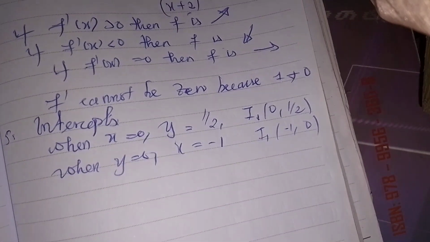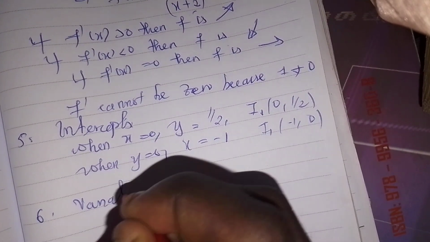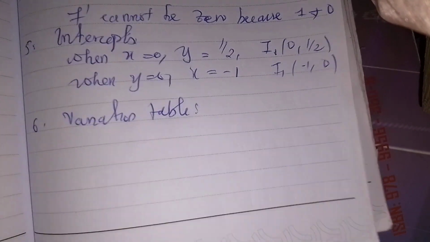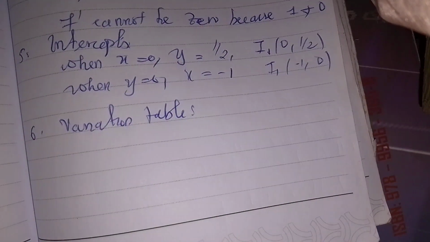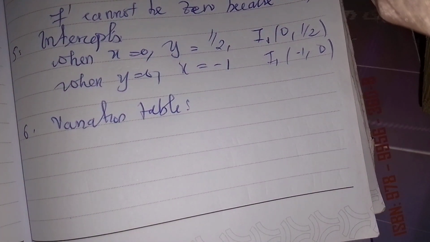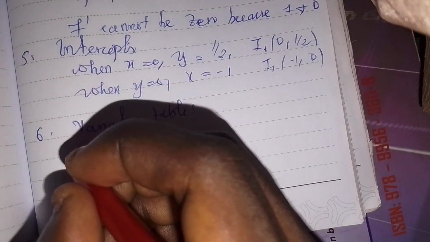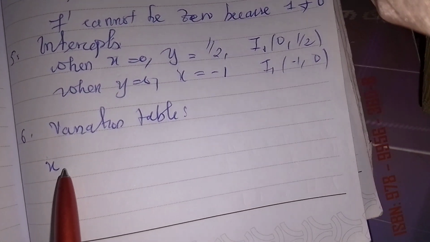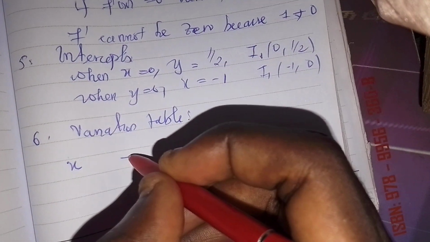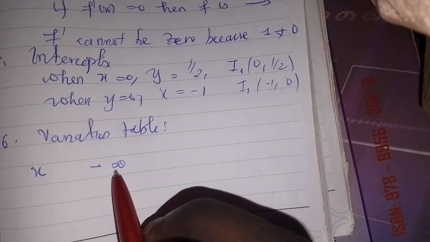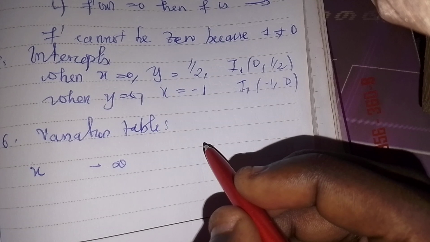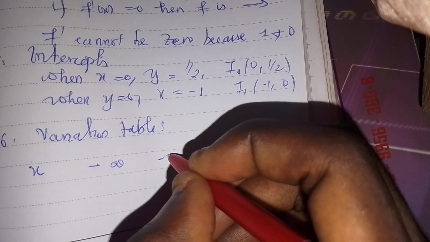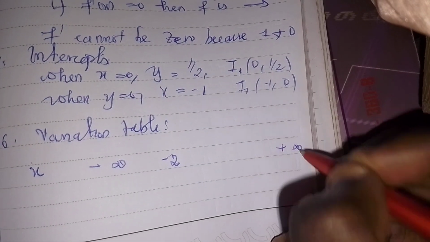Now the next thing to do is the variation table. This table is very nice and a little bit complicated to draw, but follow me. Now in the variation table, we are inputting all the information we have had previously. Okay, so we begin with x. Then we write all the values that concern x. So we begin with the domain: minus infinity, then we have minus 2, then we have positive infinity.